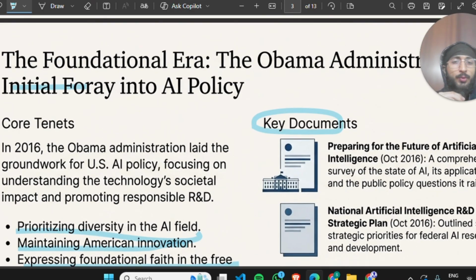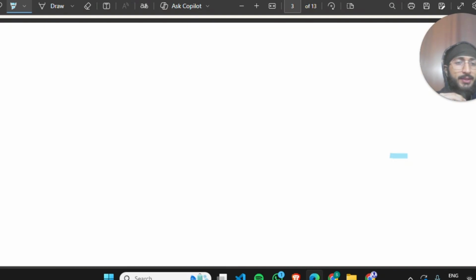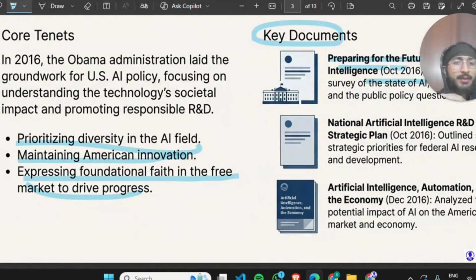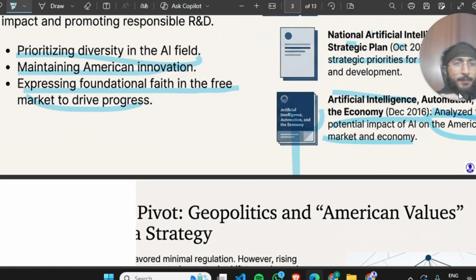Some key documents that were released: Preparing for the Future of AI, released in October 2016, a comprehensive survey of the state of AI, its applications, and the public policy questions it raises. Then we have the National Artificial Intelligence R&D Strategic Plan, released in October 2016, which outlines 7 strategic priorities for federal AI research and development. And finally, in December 2016, Artificial Intelligence, Automation, and the Economy was released, which analyzed the potential impact of AI on the American job market and economy.